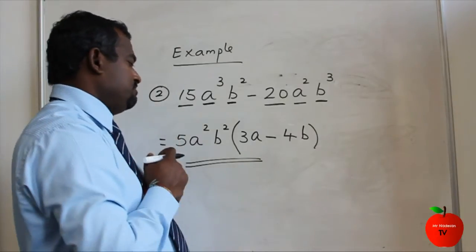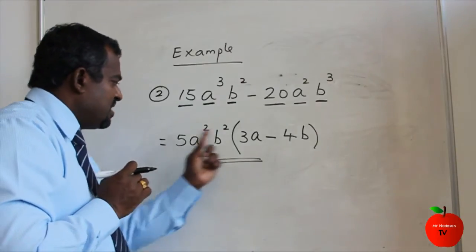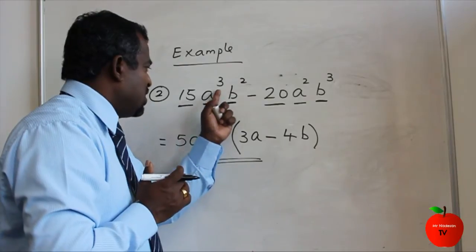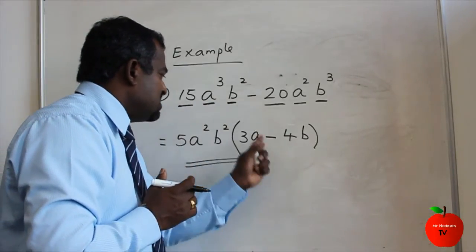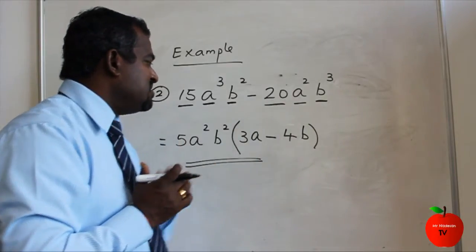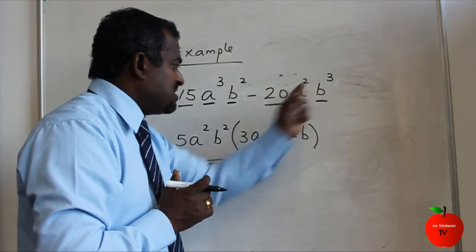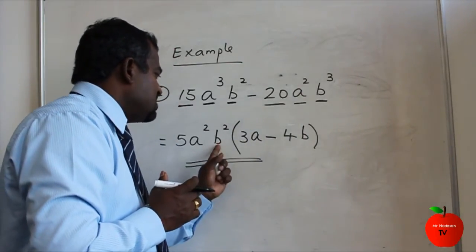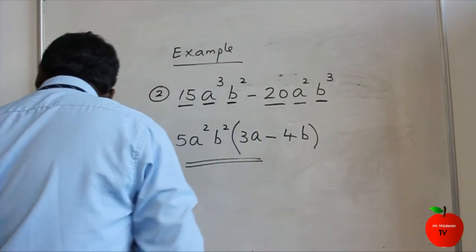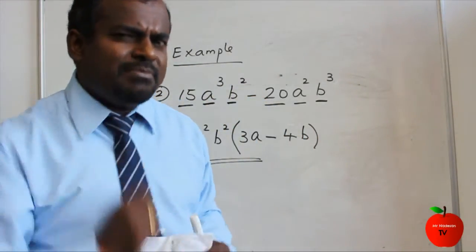Then now, you can double check your answer. How to double check your answer? 5 times 3, 15. Then a squared times a is a cubed. Then b squared, minus 5 times 4, 20. A squared times, there's no a, so a squared, minus b squared times b comes to b to the power 3. That's all. See how easy. Now we're talking about where you can make a mistake.